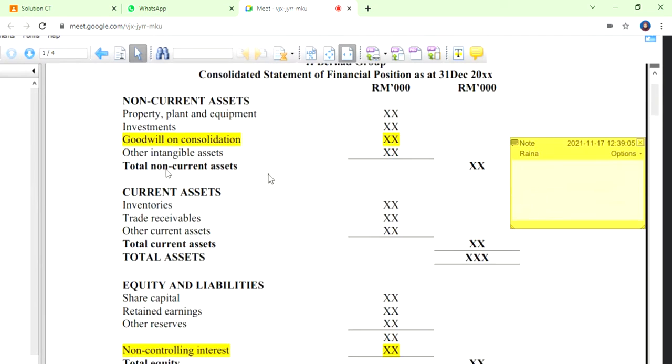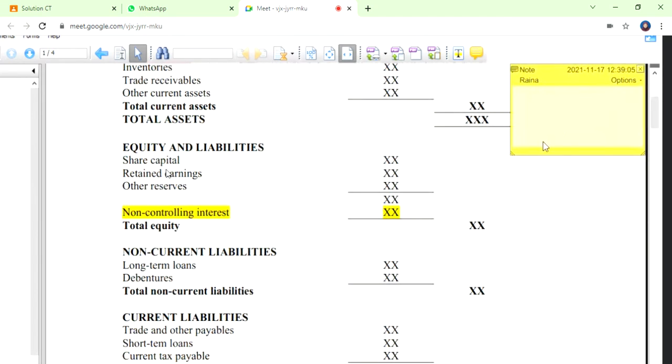So thinking about the NCI earlier on, you see here the non-controlling interest is disclosed as equity under the equity portion. Tetapi separate from the shareholders' equity of the group. So this is the group. The share capital and other reserves represent the equity of the group, which is P and S. And NCI is disclosed separately from that. So very important. Please note this.